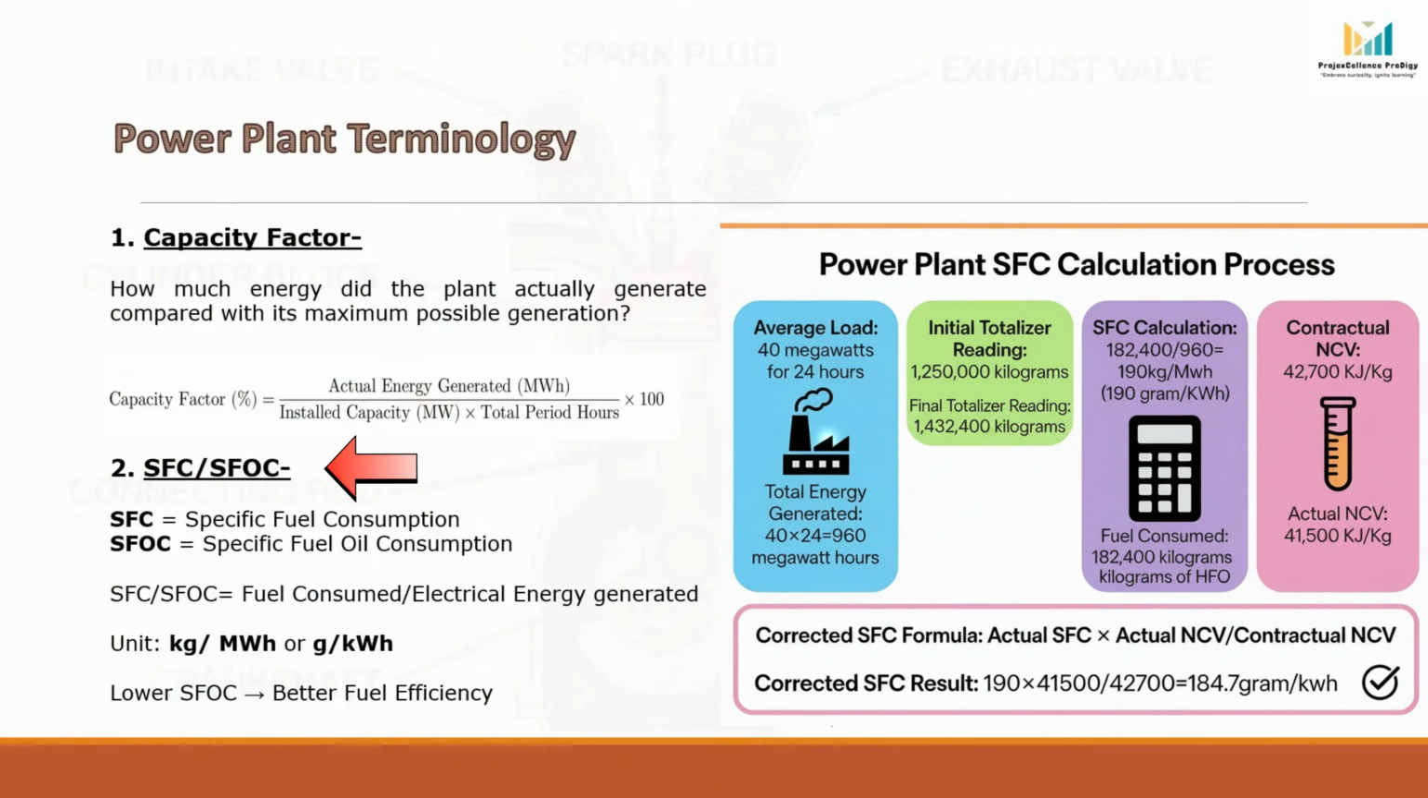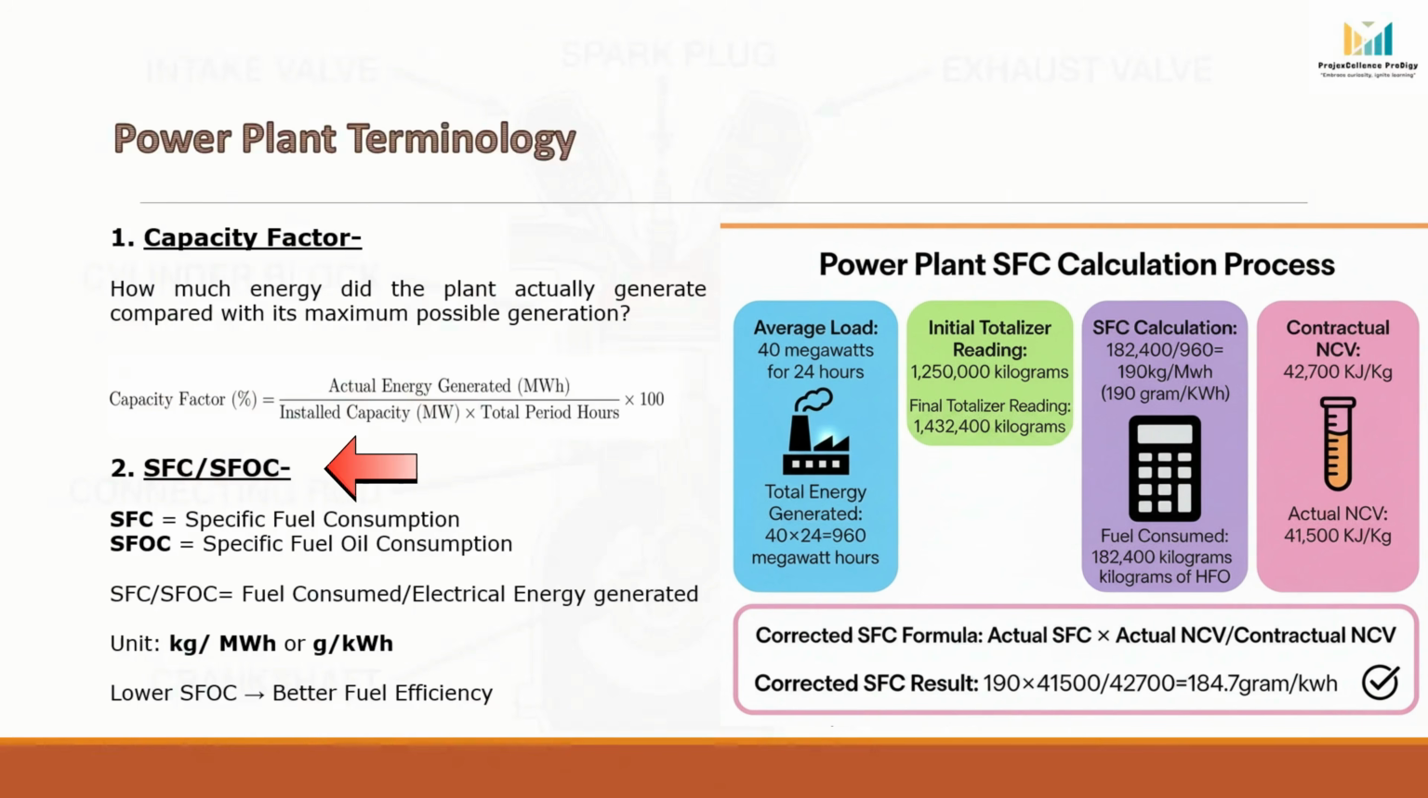To make a fair comparison with the contractual SFC, we can correct the measured SFC to the contractual NCV reference. So the corrected SFC will be actual SFC into actual NCV divided by contractual NCV. Our actual SFC is 190 grams per kilowatt hour. Actual NCV is 41,500 kilojoules per kg and contractual NCV is 42,700 kilojoule per kg. So the corrected SFC will be 190 into 41,500 divided by 42,700, which will give us 184.7 gram per kilowatt hour.